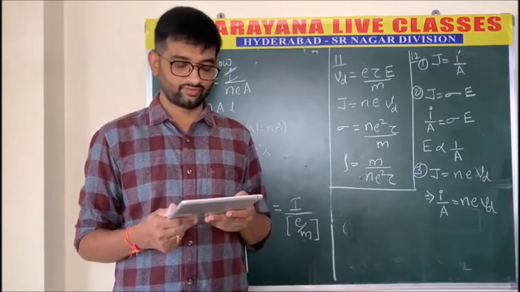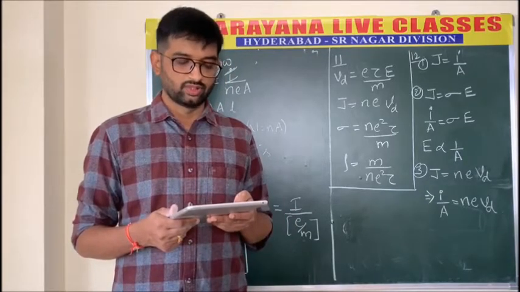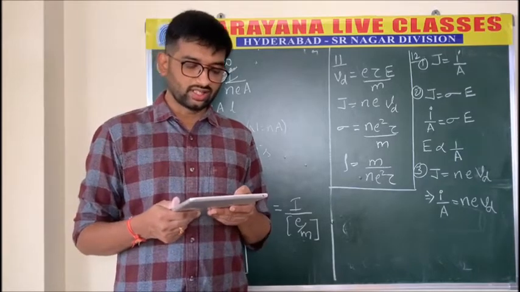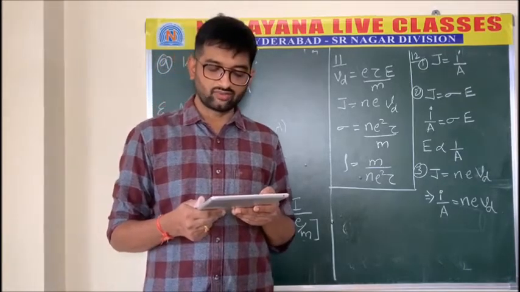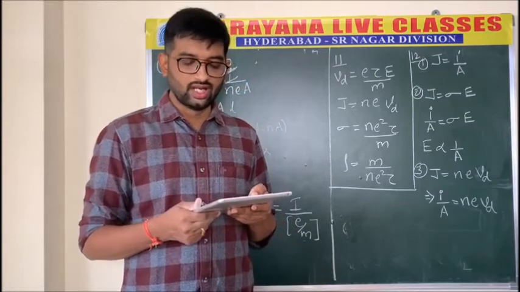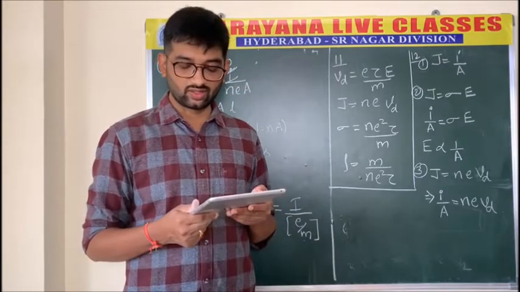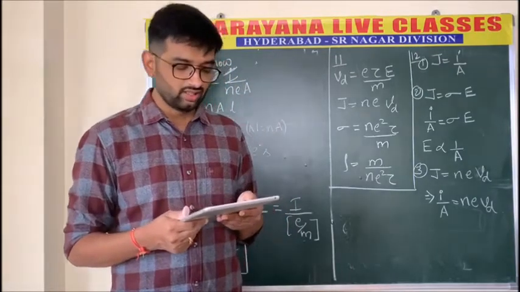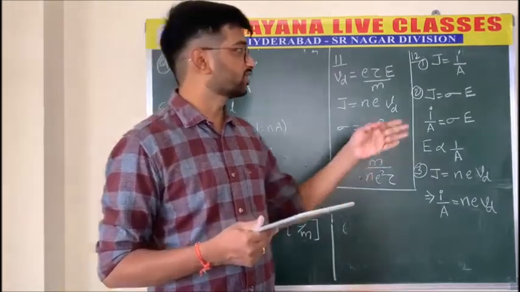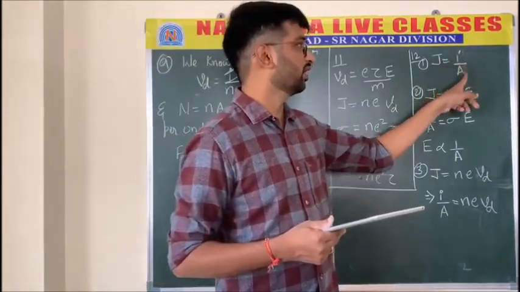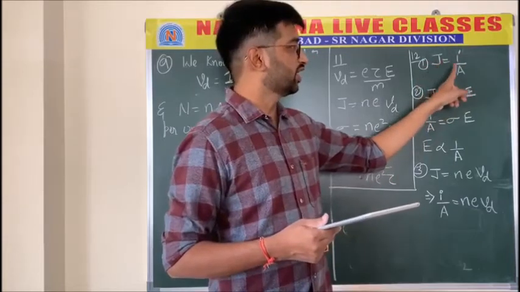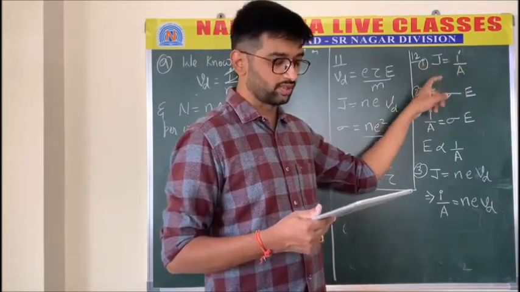Problem number 12. A steady current flows in a metallic conductor of non-uniform cross section and I is constant, that is, I is given constant, A is not constant. Then which of the following options are correct? The first one is J equals I by A. I is constant, hence J varies with A, that is the first option.